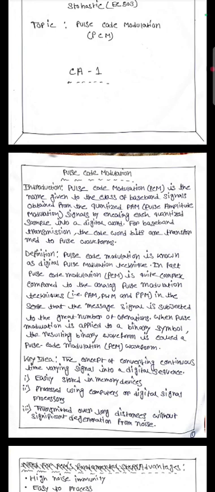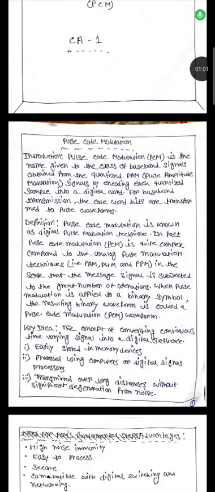Pulse code modulation is the name given to the class of baseband signals obtained from the quantized pulse amplitude modulation signals by encoding each quantized sample into a digital word. For baseband transmission, the code word bits are transformed into pulse waveforms. Here is the definition of pulse code modulation.